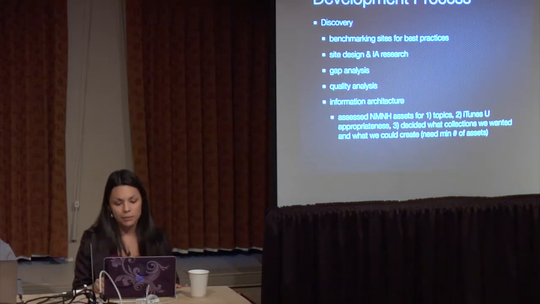And then we moved on to information architecture, which are pretty much fancy words for deciding how we wanted to organize and structure our content. And to decide this, we first had to see what we had. So we started assessing our media, first for topics, looked at their appropriateness for iTunes U, and then decided what collections we wanted and what we could create. Because Apple has this thing where they want a minimum of 3 pieces of content in a collection on their platform, which I'll talk more about later.